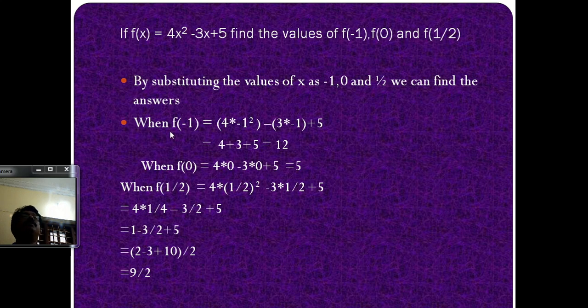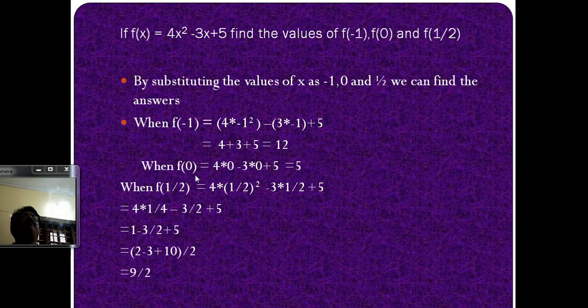First, we substitute -1. So what is the value? 4 into (-1)² minus 3 into (-1) plus 5. (-1)² is plus 1, 4 into 1 is 4. 3 into -1 is -3, and minus 3 into minus 1 is plus 3, plus 5. So 5 plus 3 is 8, plus 4 is equal to 12.